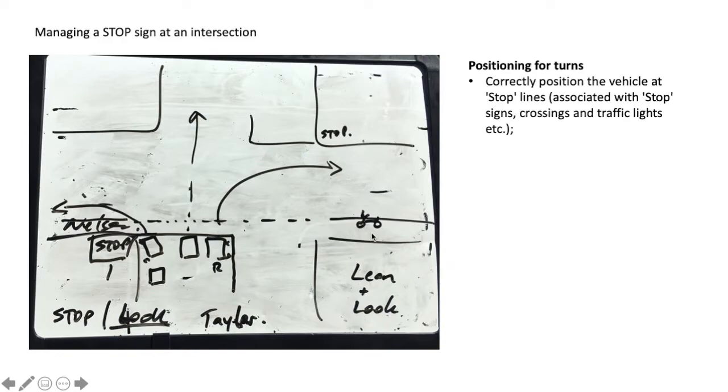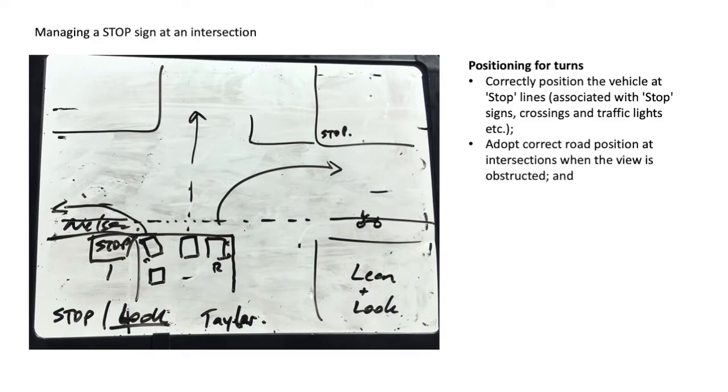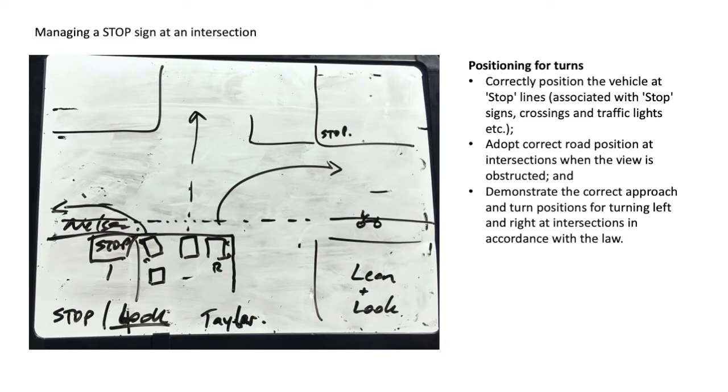Also, I've drawn a bicycle in here to make sure that they look, because if a bicycle rider's coming along, we want to keep them safe. So let's go to the text over here. Correctly position the vehicle at stop lines associated with stop signs, crossings and traffic lights. Adopt correct road position at intersections when the view is obstructed, and demonstrate the correct approach and turn positions for turning left and right at intersections in accordance with the law.